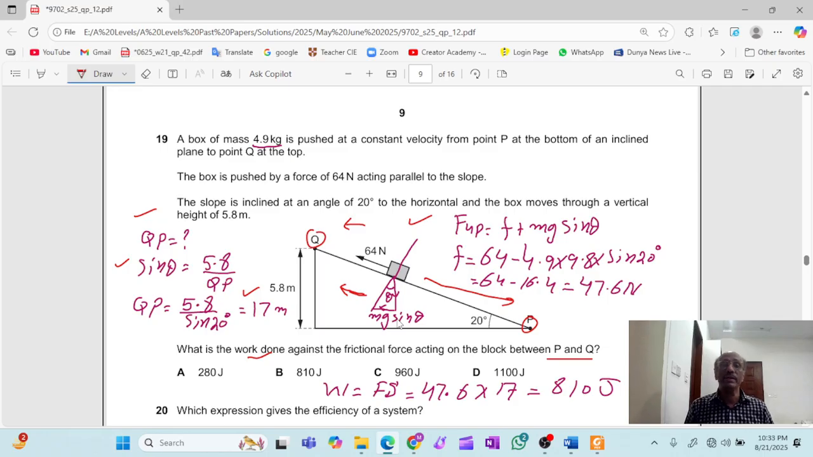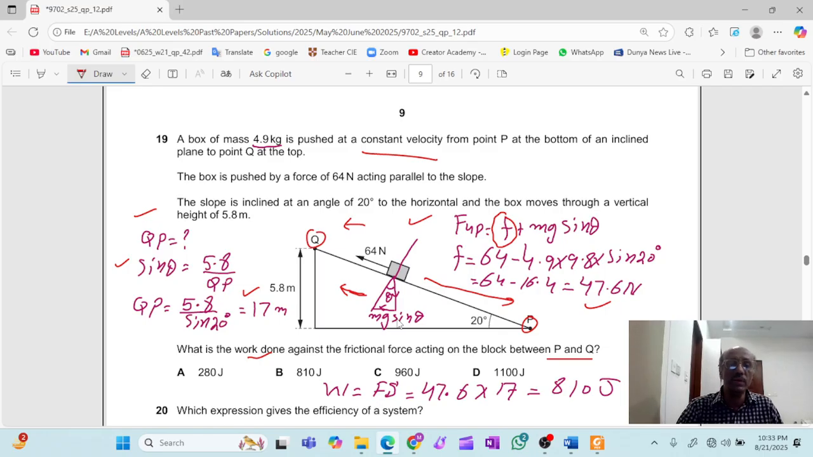Because the object is moving in the upward direction, it is moving with constant velocity. So the final forward force is equal to the sum of the backward forces. So F equals 64 minus 4.9 into this, because frictional force is required. So we will make the frictional force the subject. So the force will be 47.6 Newton.